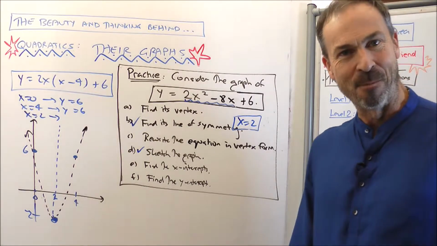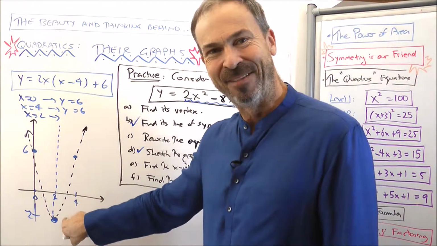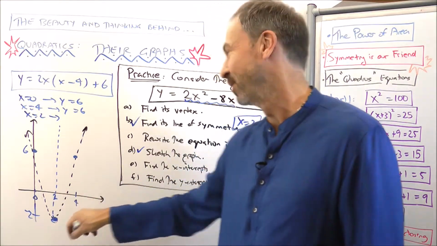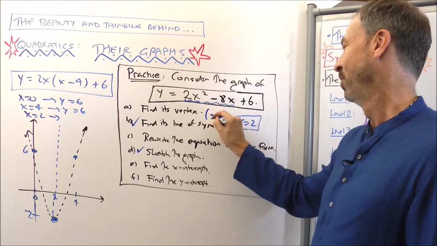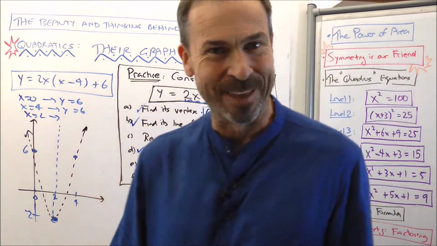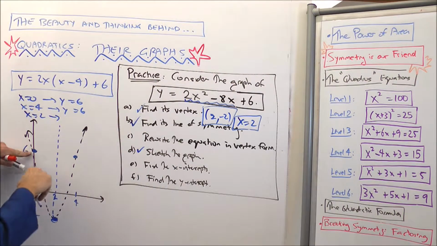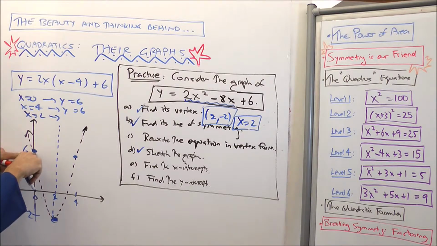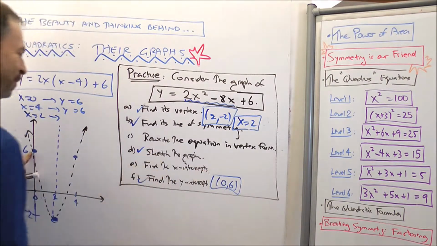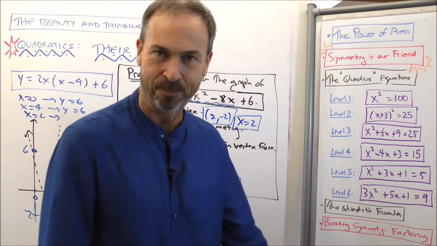Actually, I think I've got more to say right now from the graph, because look, find its vertex. There it is. In fact, they probably want me to write the coordinates. It's x is 2, y is negative 2. So the vertex is (2, negative 2). Done. Part A done. Halfway there. Anything else that's kind of obvious? The y-intercept. This graph is crossing at y equals 6. The y-intercept is the point (0, 6). That's done. Fabulous. So now we've got parts C and E to do.